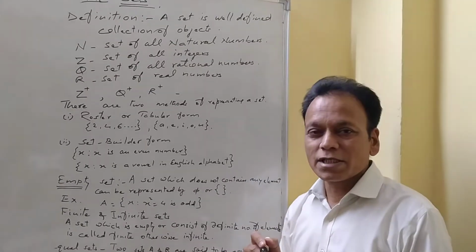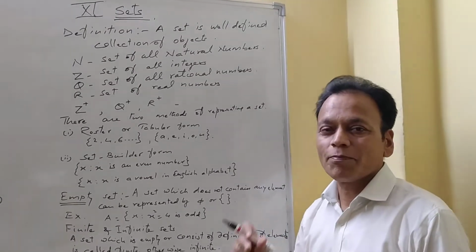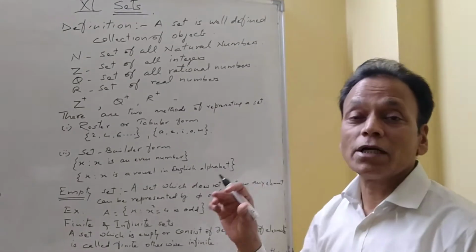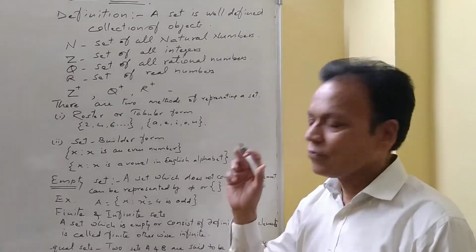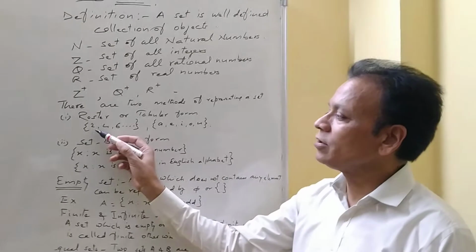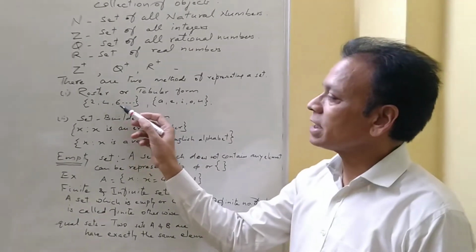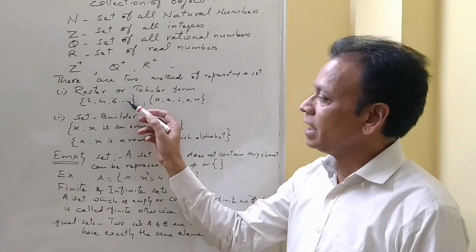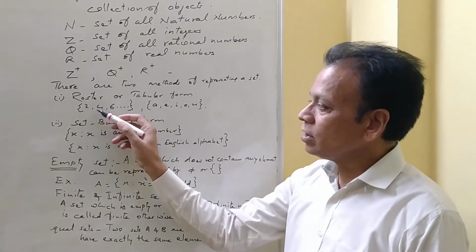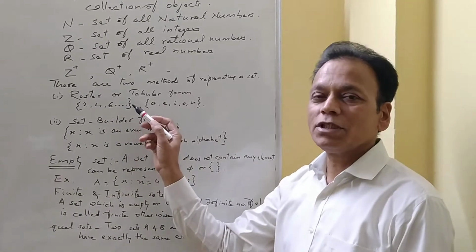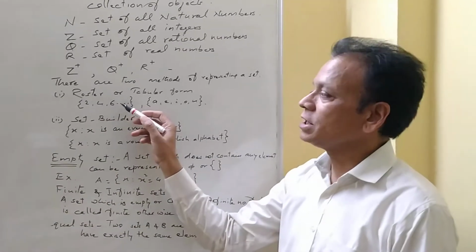Well defined means when we are in a position to say that a particular element is a part of a particular set, then the set is well defined. For example, consider 2, 4, 6 and so on, given up to infinity, and in a bracket these are the elements. We are in a position to say that 2 is an element of this particular set. So this is well defined.